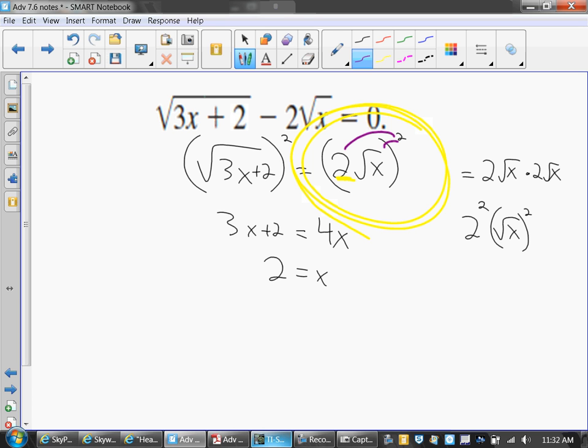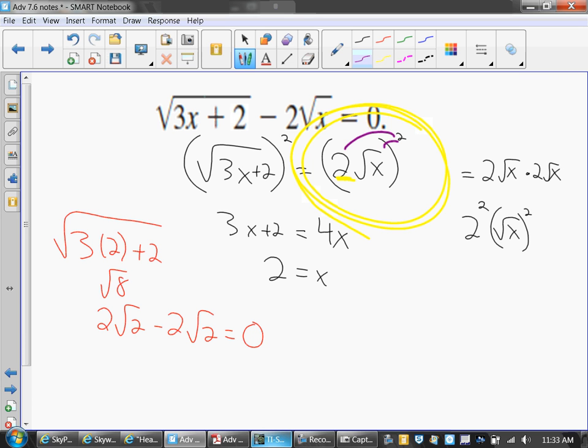Okay. So now, what's the next step you're going to do? Yeah, substitute in, check it and see if it works. So you wind up with 3 times 2 plus 2, which is what? 6. What's the square root of 8? And what's 2 root 2 minus 2 root 2? 0. So it works. Okay? That's the first step before the trickiness starts to happen.